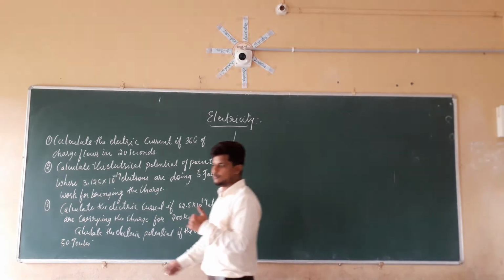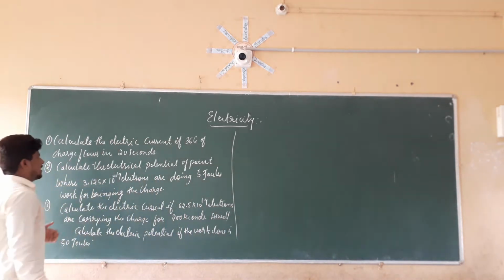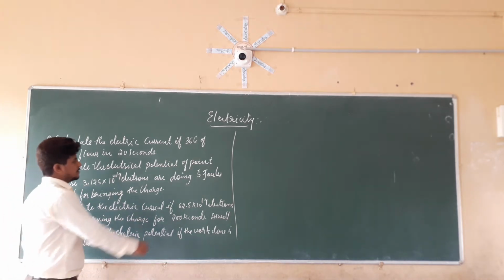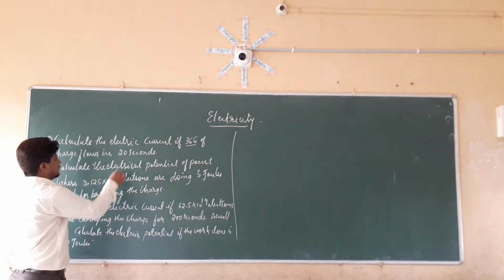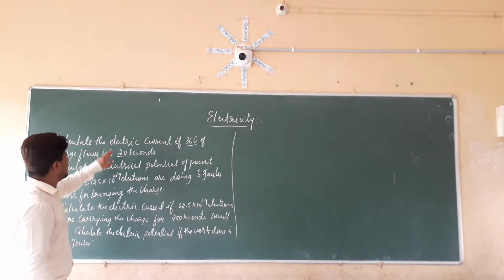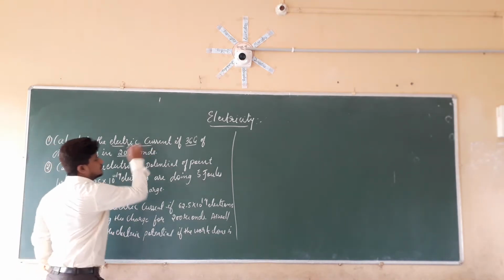Take now the first numerical: calculate the electric current if 36 coulomb of charge flows in 20 seconds. Since they are given the charge, and they are given the time, what do we have to calculate? We have to calculate the electric current here.